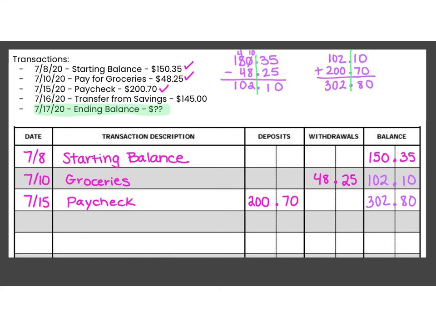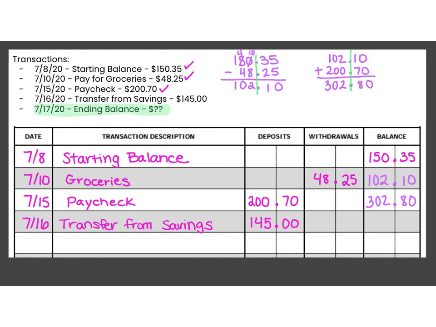Now we're ready to move on to our next transaction. This one happened on July 16th. So we're going to write our date of 7/16. This was a transfer from our savings account. So I'm going to write transfer from savings for my transaction description. And we're moving money from the savings account to the checking account. So we are going to be depositing this money or adding it to our checking account. So I'm going to place that in the deposit column, $145.00.